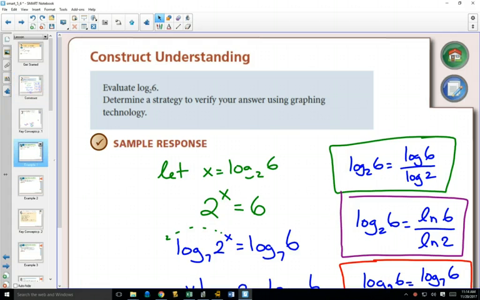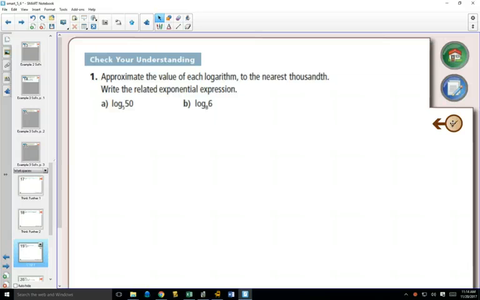So let's look at example 1. It says approximate each of these values and write the related exponential expression. So if we let x equal log base 5 of 50, first of all, if you were going to estimate x, would it be between 1 and 2, 2 and 3, 3 and 4, or 4 and 5? Between 2 and 3. How do you know that it's between 2 and 3? Well, if the exponent was 2, 5 squared would be 25.